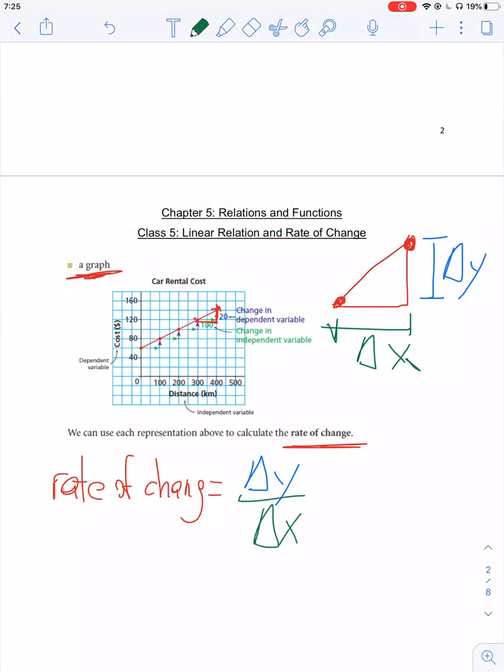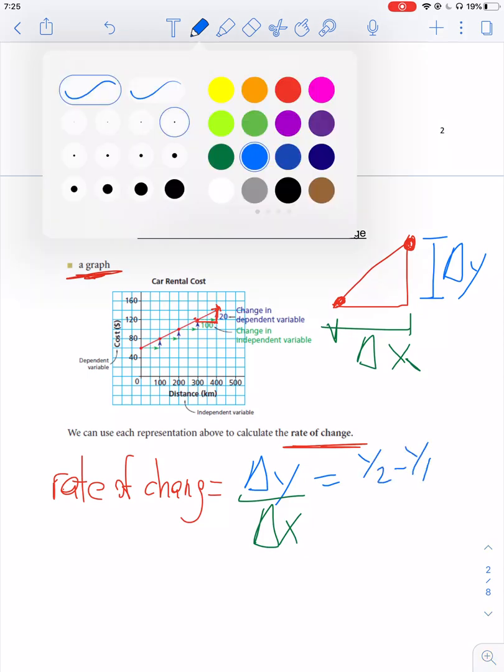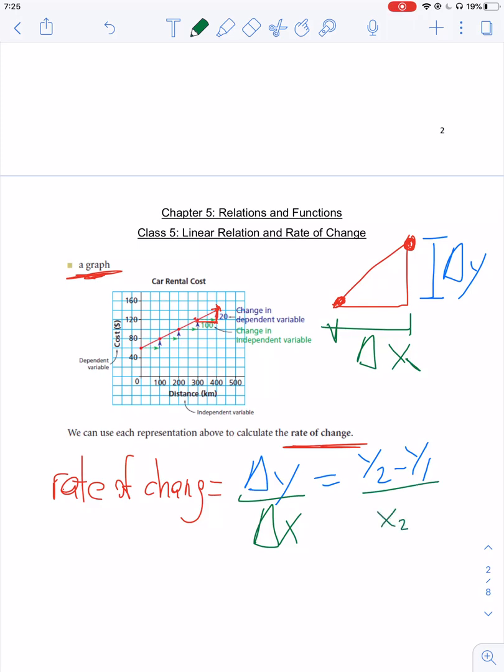So the change in y could be a lot of things. One way to make it easier for you is it's always y2 minus y1 over x2 minus x1. Well, what do I mean by y2 and y1? Let's go back to our triangle. Each point will have an x coordinate and a y coordinate. Let's start with this point over here. You can pick any two random points, but I'm just focusing on this one.